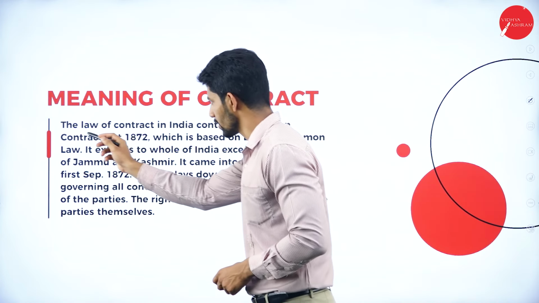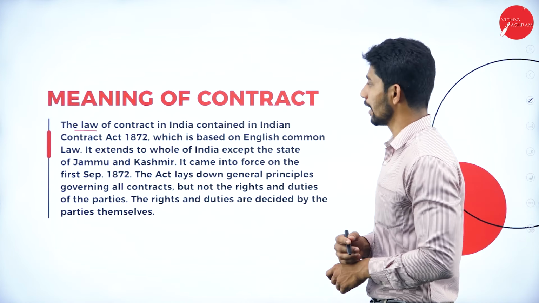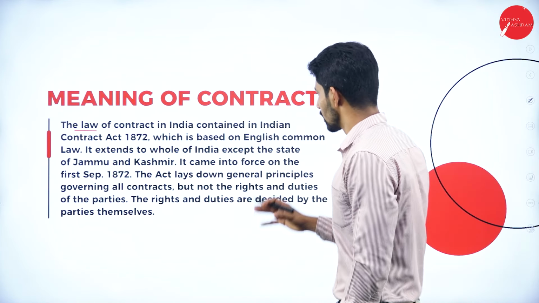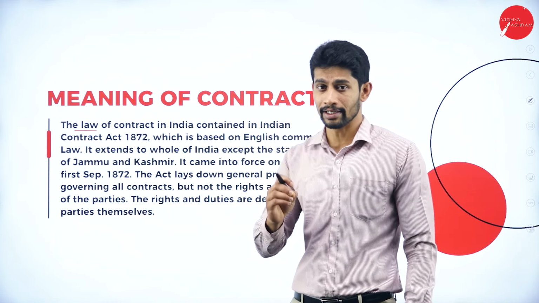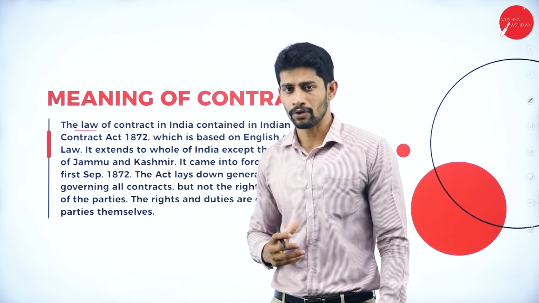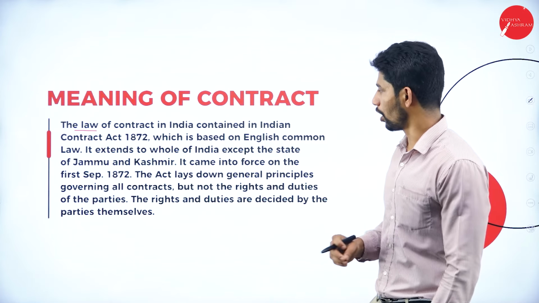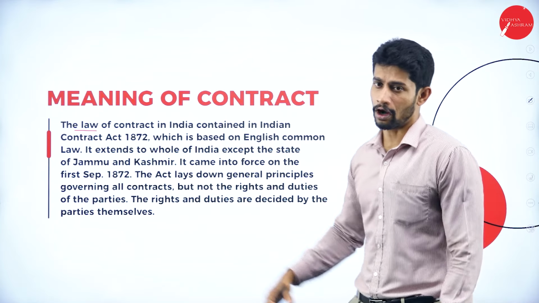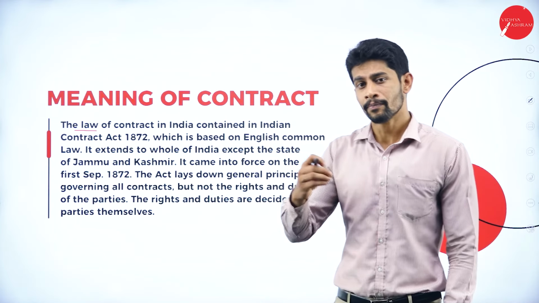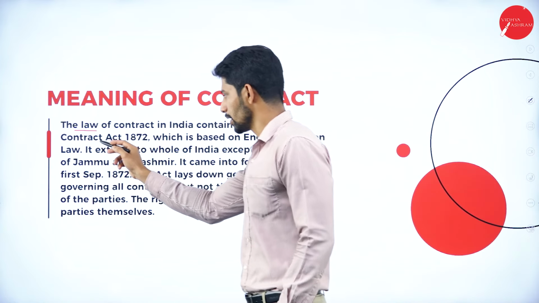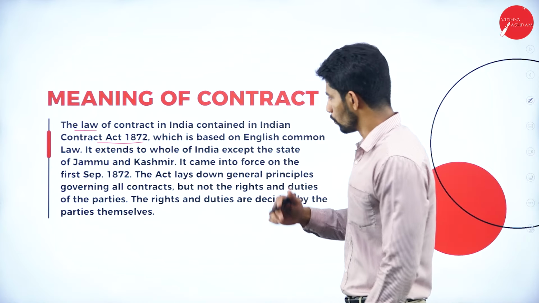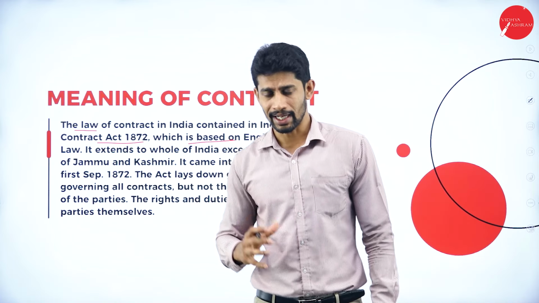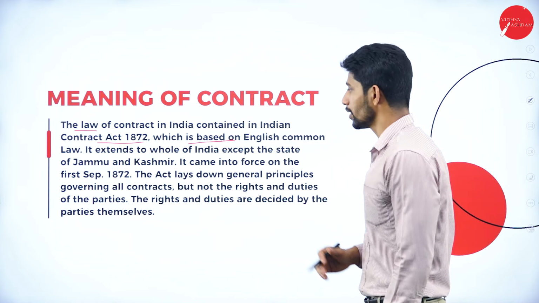What in general can we say the contract is? The law of contract in India is contained in the Indian Contract Act 1872. That means whatever law we follow with respect to contract, we follow the rules of the Indian Contract Act 1872. Whatever rules and principles are formed with respect to contracts, we follow under this Act, which is based on English common law.